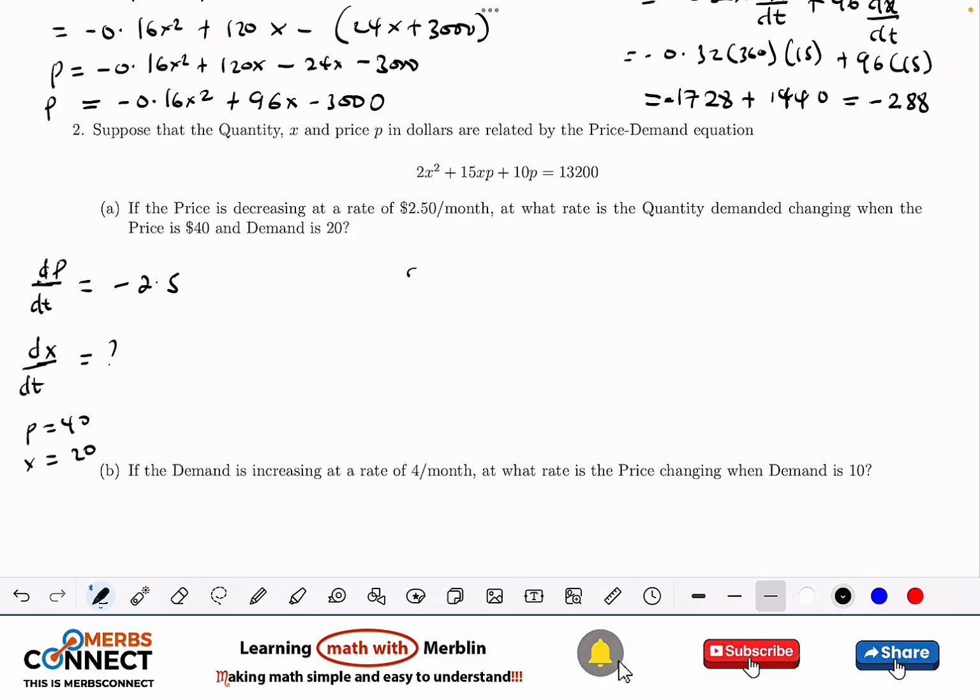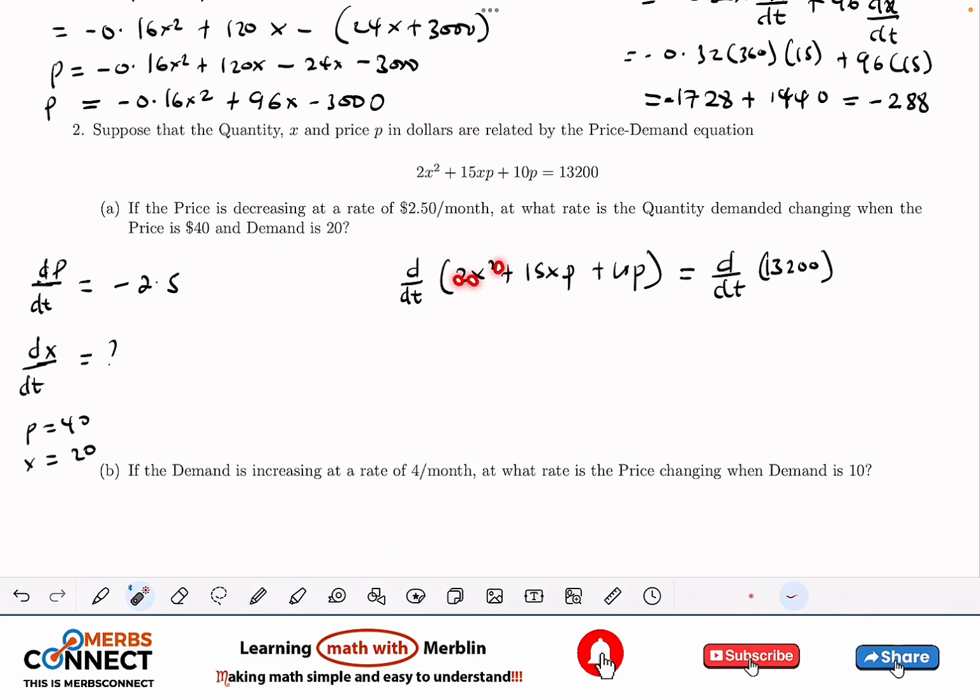So I'm going to differentiate the left with respect to t, then differentiate the right also with respect to t. Good. So when I differentiate 2x squared, what am I going to get? So 2 out, differentiate x squared, I'm going to get 2x, but don't forget to multiply by dx over what? dt. Is that right? Plus, so let me close the bracket here, plus 15 out.